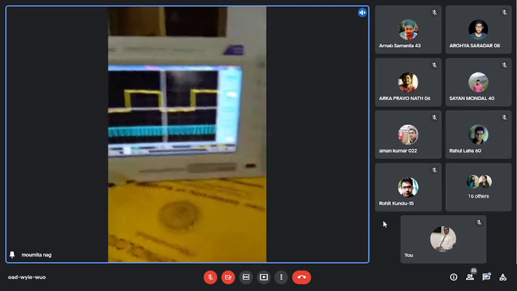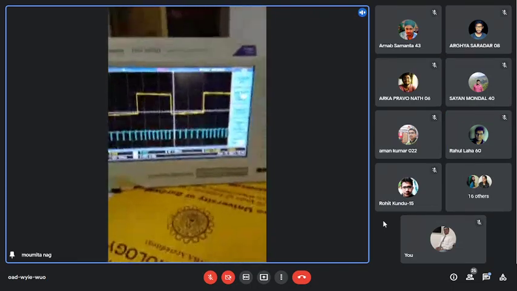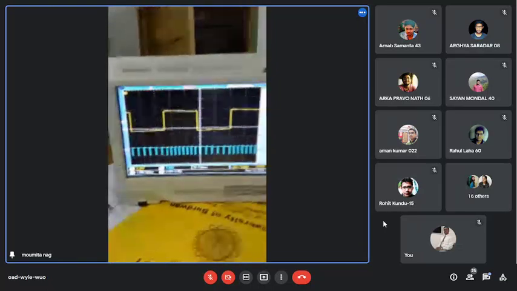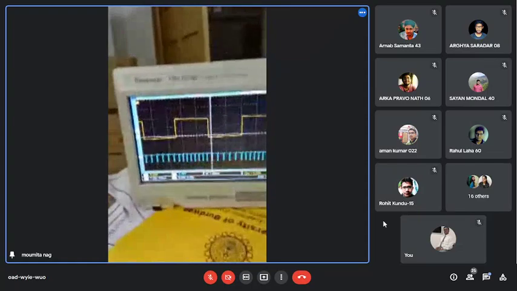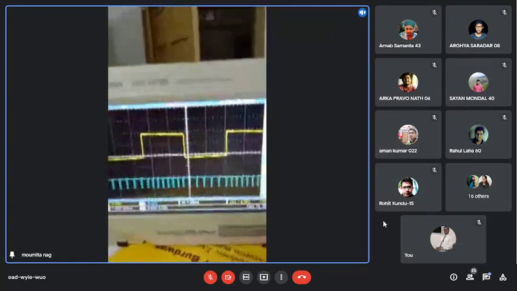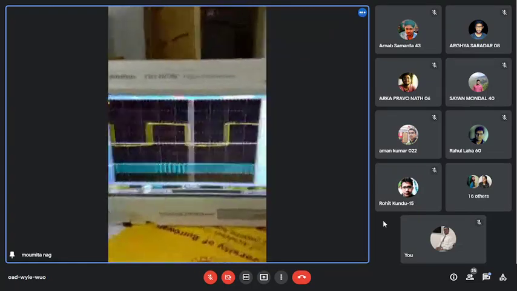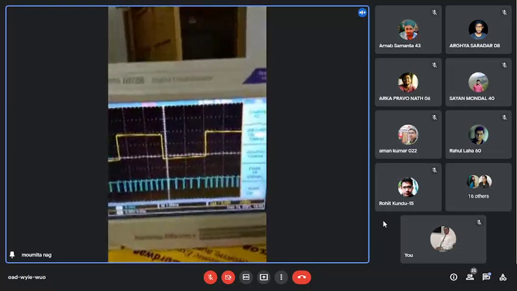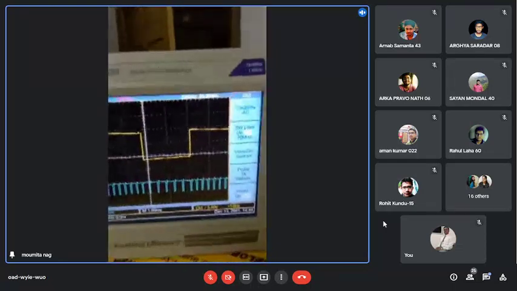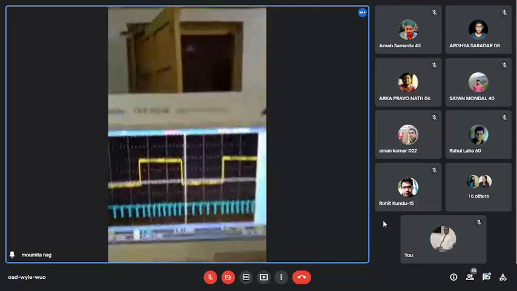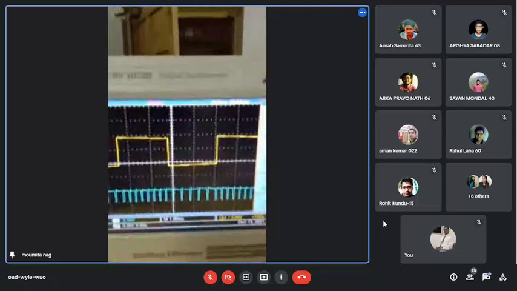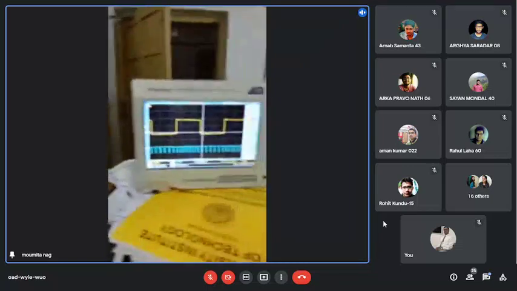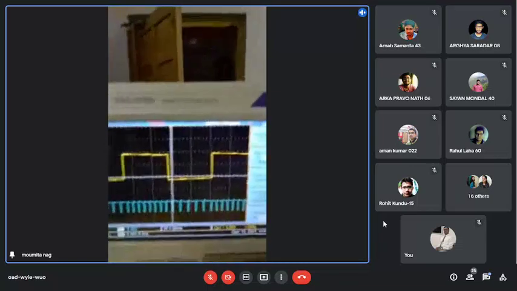Up to this I have done the experiments on the breadboard. On the next day, one or two experiments I will do on the trainer kit. One is phase shift keying and one is delta modulation. You will do this lab also in the simulator, okay?